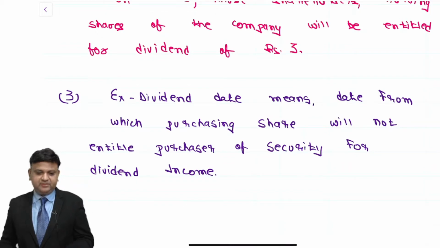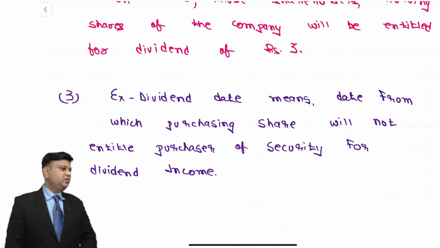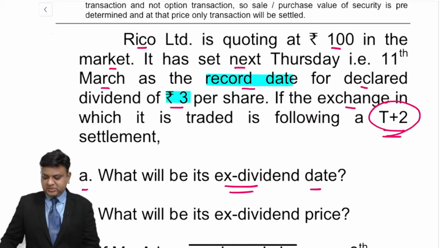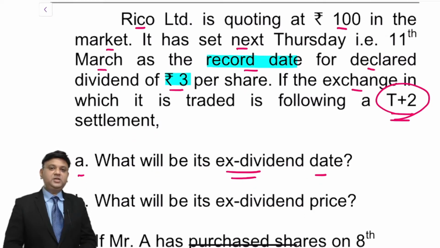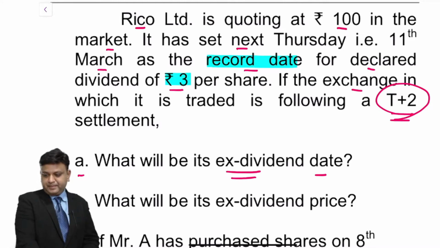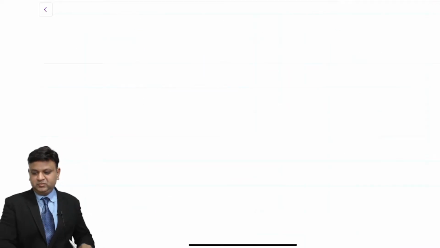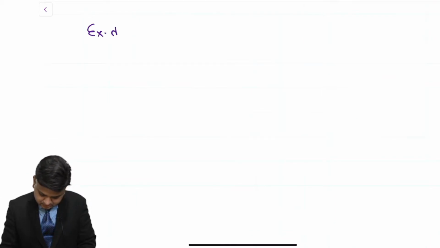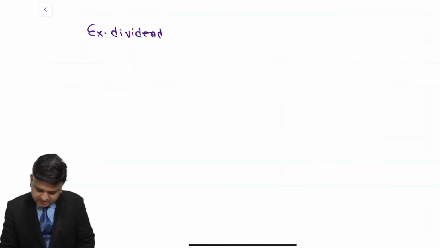I repeat the last point that I have dictated. The question says you are required to mention what the ex-dividend date is. It means the date from which, if you purchase a security, you will not be entitled to receive the dividend of Rico Ltd. I want you to write the answer in the chat box: what is the ex-dividend date? So write down the answer. Ex-dividend date is 10th March.